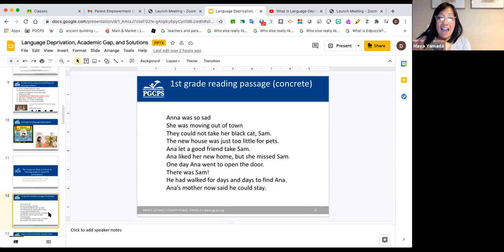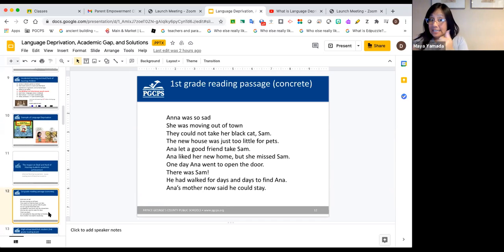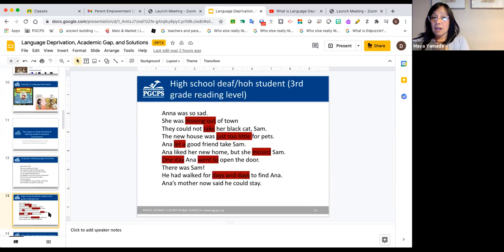However, even though that's a 1st grade passage and it looks pretty easy, a high school student who's reading at a 3rd grade level most likely can read the vocabulary, but may not always understand every vocabulary word in that 1st grade passage. Why? Because some of those require you to read a phrase, not a word. And because they haven't heard the phrase, they don't know that the group of words, like moving out, you have to read together.